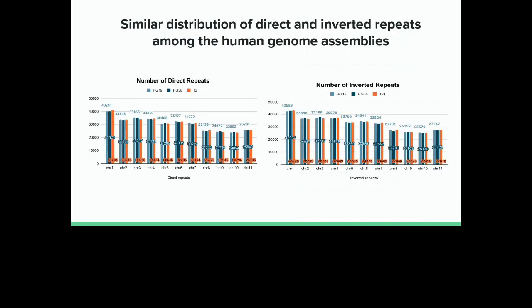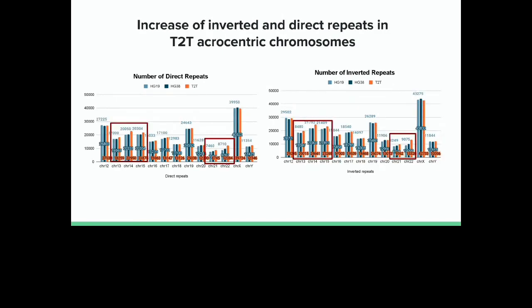And then we take a look at the distribution of direct and inverted repeats among the human genome assemblies, and we found out that the distribution is very similar for each one of the chromosomes in the three assemblies. And there are a few cases where we're still finding more repeats, either direct or inverted, in the reference assemblies than in T2T.